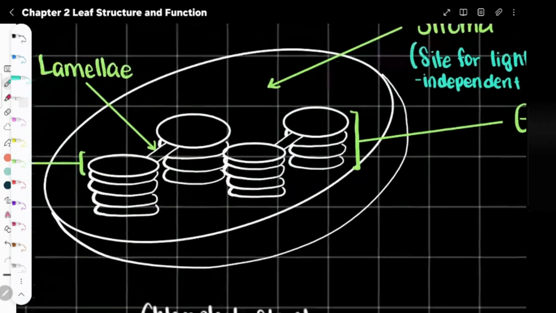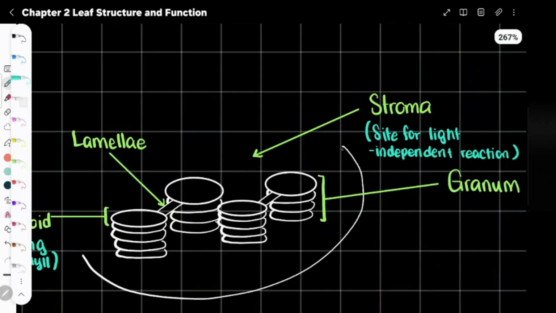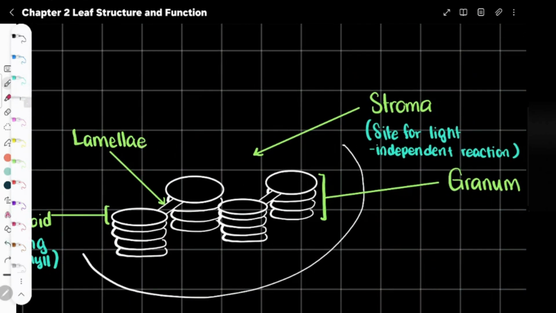Of course, a chloroplast doesn't look like this, right? It would probably be fully covered. This one I just wanted to look fancy.